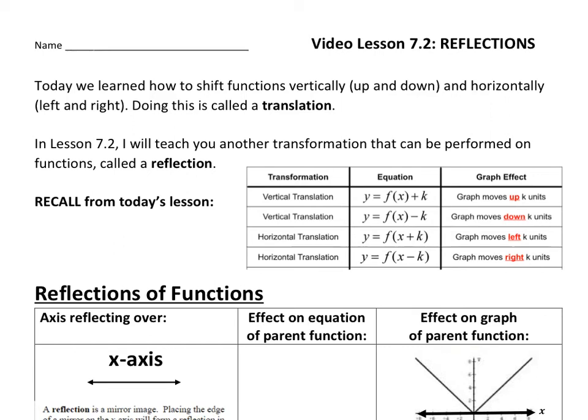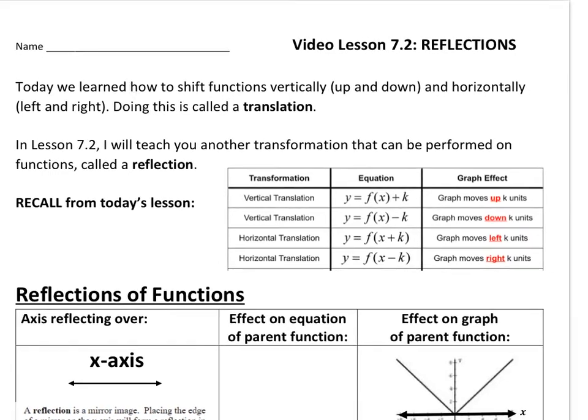Okay guys, today we learned how to shift functions vertically, which is up and down, by adding or subtracting a number from the end of a function. And we also learned how to shift things horizontally, left and right, by adding or subtracting a number inside the function. So a vertical up and down shift happens by adding or subtracting a number to y, like is shown here.